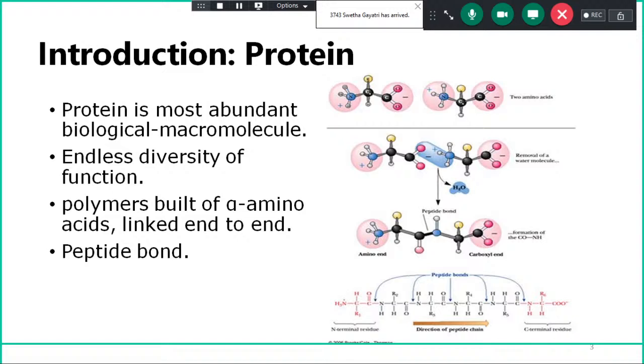Structurally they are polymers of alpha amino acids linked end to end by peptide bonds, and I think this is all being covered in your theory classes. So I want to know what you understand by peptide bond. Please, anyone can answer what is the peptide bond.